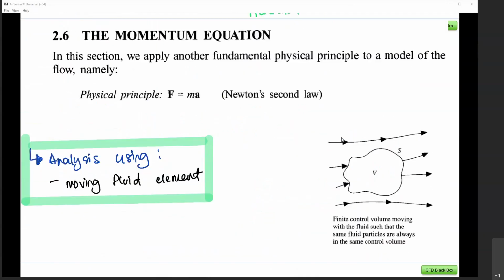Okay, so now we move into the momentum equation. In this part, we are going to apply another fundamental physical principle to a model of the flow, which is F equals ma, Newton's law. And to do that, we are going to analyze using a moving fluid element. So remember, previously we assumed our control volume to be fixed in the flow field. But now our control volume is moving with the flow. So, different models.